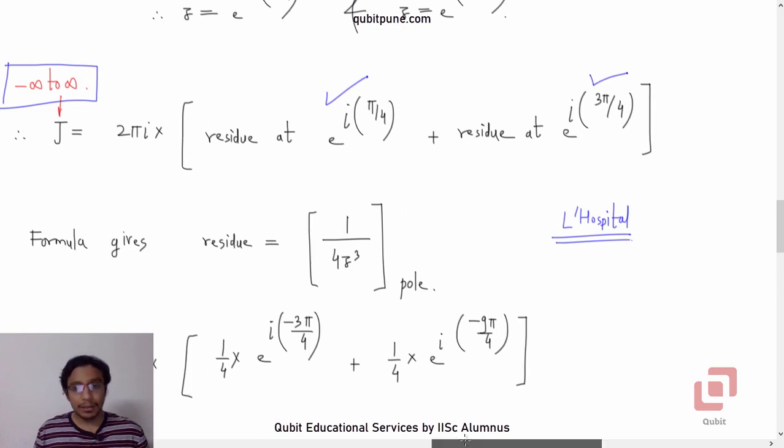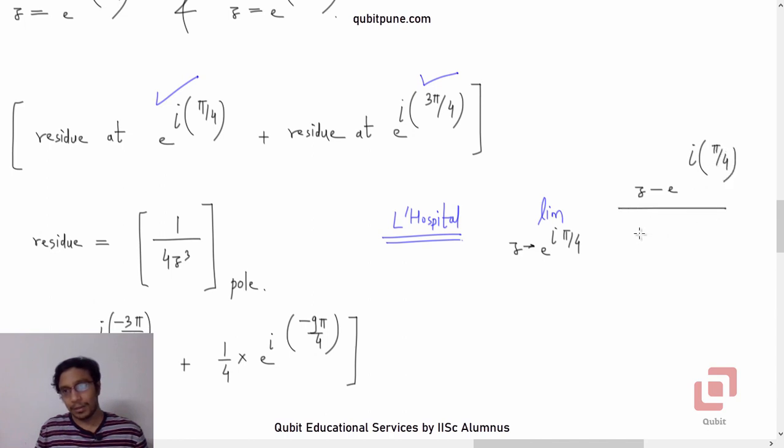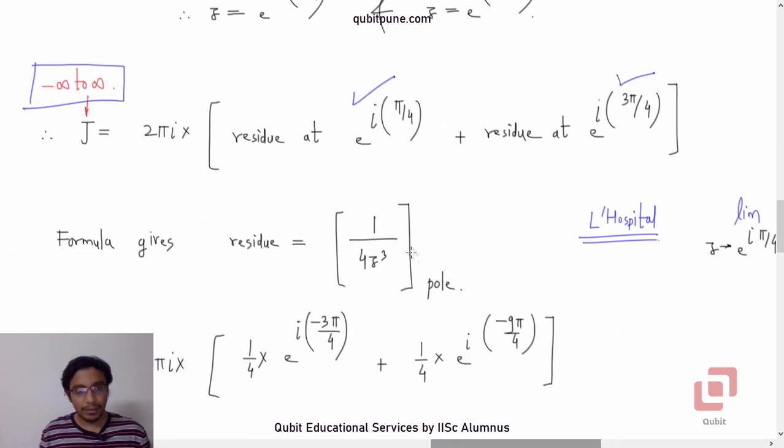Because the residue at e to the power i pi by 4 will be the limit as z tends to e to the power i pi by 4 of z minus e to the power i pi by 4 upon z to the power 4 plus 1. Now, because e to the power i pi by 4 is a root, both the numerator and the denominator will go to 0, so this is now in the indeterminate form 0 by 0. Differentiate. Numerator 1, denominator 4z cube, so the residue will be 1 upon 4z cube at that particular pole.